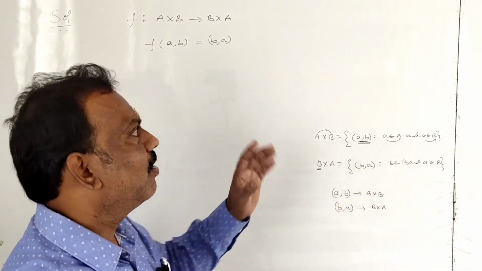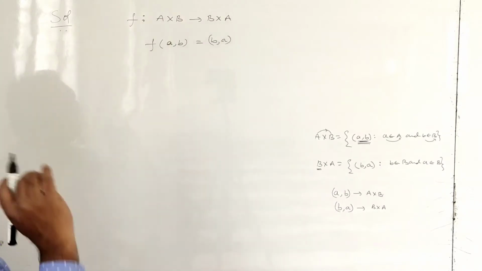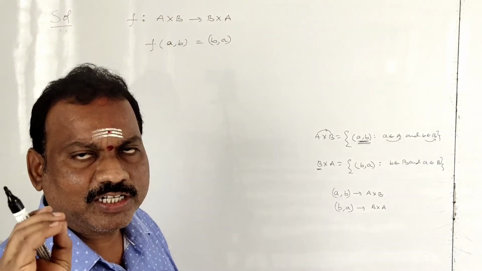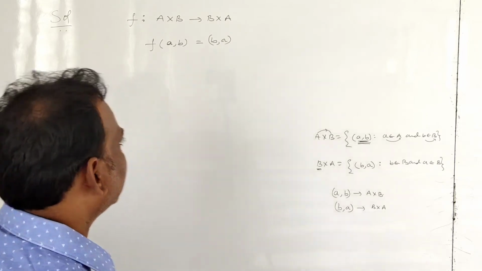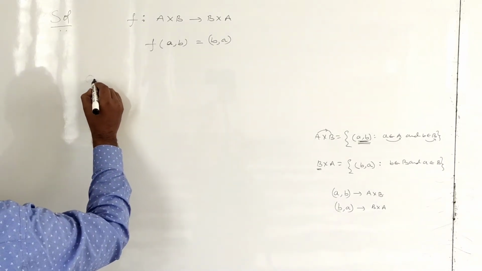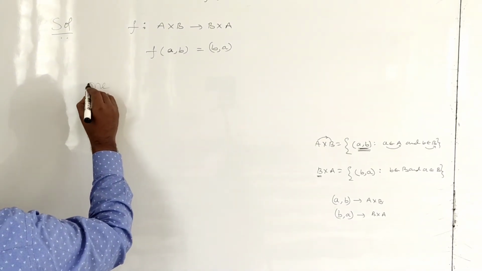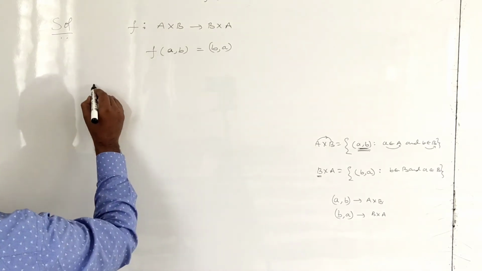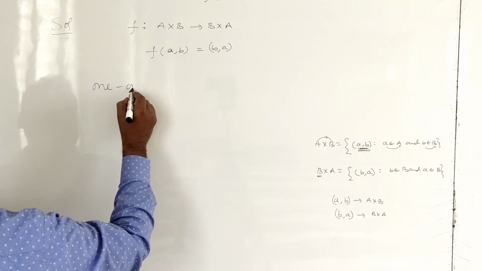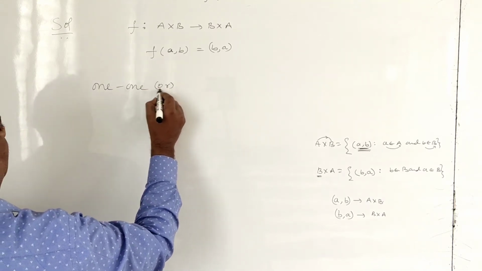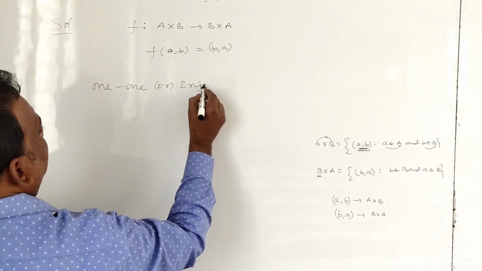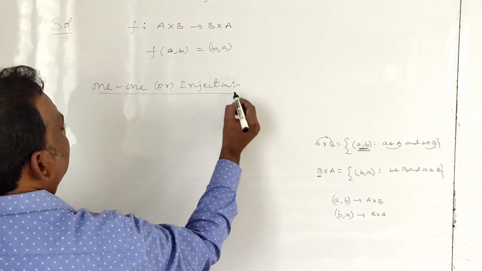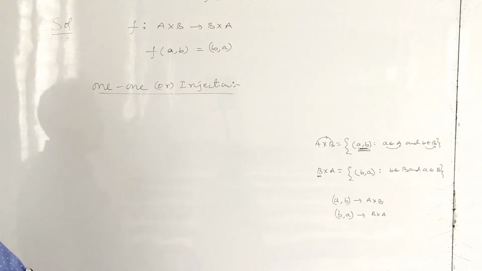What is that format? If it is AB, it becomes BA, interchanging domain and range. Agree. So now we want to prove it is a bijection. That's why first we have to prove whether it is a 1-1 function or not. 1-1 has another name, injection. So checking 1-1, or injection.